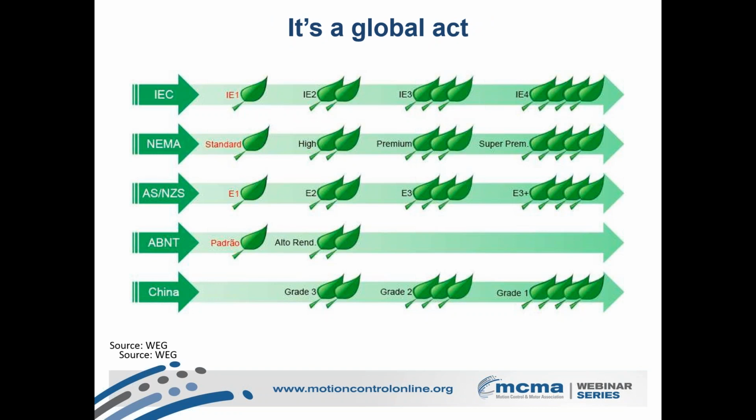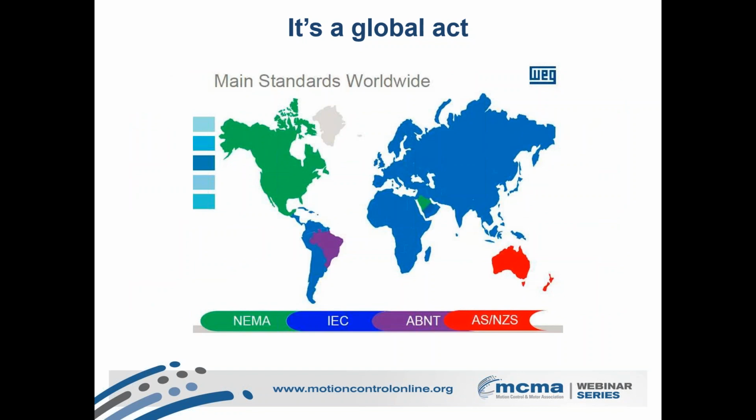Now, this isn't just happening in the United States. I mentioned earlier the need to follow what's happening with your local legislation, because it's very much global. This plot shows you how the different standards stack up. IEC has developed a list of standards that stack up against the NEMA standards. There are other standards in other areas of the world that do the same. Top to bottom: IEC, NEMA, AS/NZS, that's Australia, New Zealand, ABNT is Brazil, and down at the bottom, China is indeed China. But we also have a very nice map that gives you a better fix on all of it.